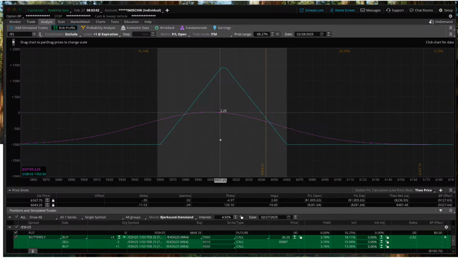35 meaning that it's sitting super low, the debit's very high, very little profit potential, meaning that volatility is very low.